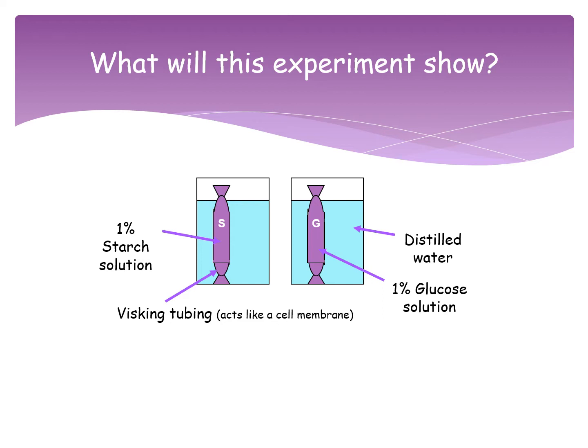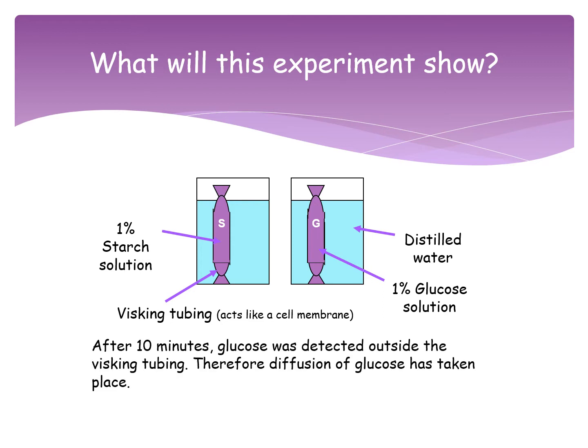So the answer to this experiment question is that after 10 minutes glucose would be detected on the outside and starch would not be detected on the outside. And that's because if you remember, your Viscose tubing was made out of little pores, and each of these little pores was like a little hole, and glucose was small enough to get through, whereas starch was too big to get through. So glucose would be inside the Viscose tubing and outside, and starch would only be found inside the Viscose tubing as it was too big, and the Viscose tubing is selectively permeable like the cell membrane.